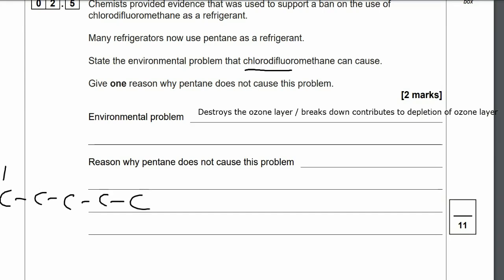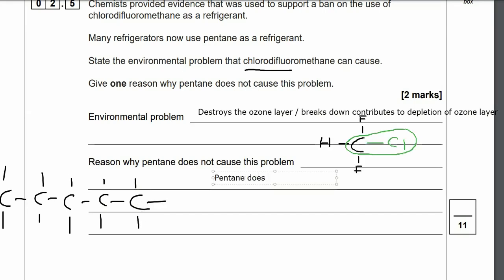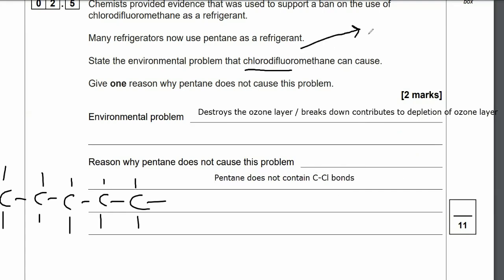So why does pentane, as I'm drawing out here again but a second time, not cause the problem? And it's to do with a particular bond that you don't find in pentane. What makes chlorodifluoromethane dangerous is the C-Cl bond, and of course pentane doesn't have a C-Cl bond. So it doesn't form free radicals that break down the ozone layer. And that's your answer. There we go.